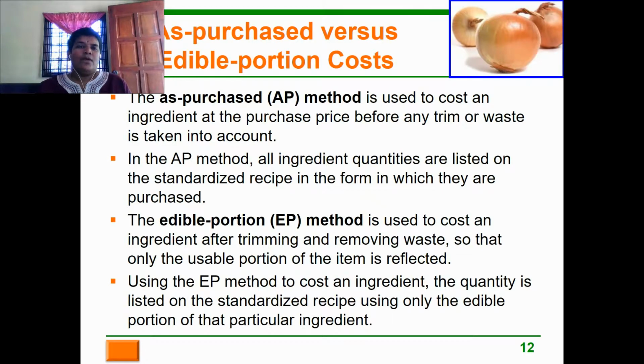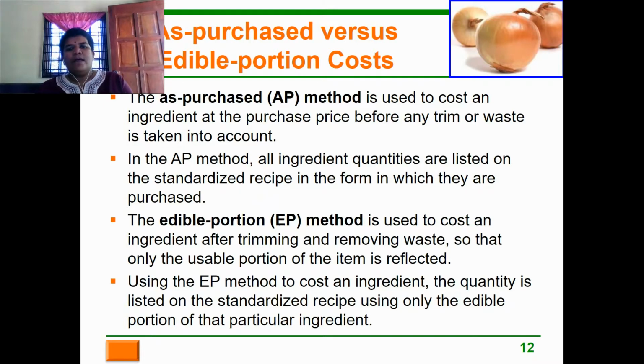So here we look at the as purchased versus edible portion cost. The as purchased method is used to cost an ingredient at the purchase price before any trim or waste is taken into account. So in the AP method, all ingredient quantities are listed on the standardized recipe in the form in which they are purchased. That is the as purchased method.